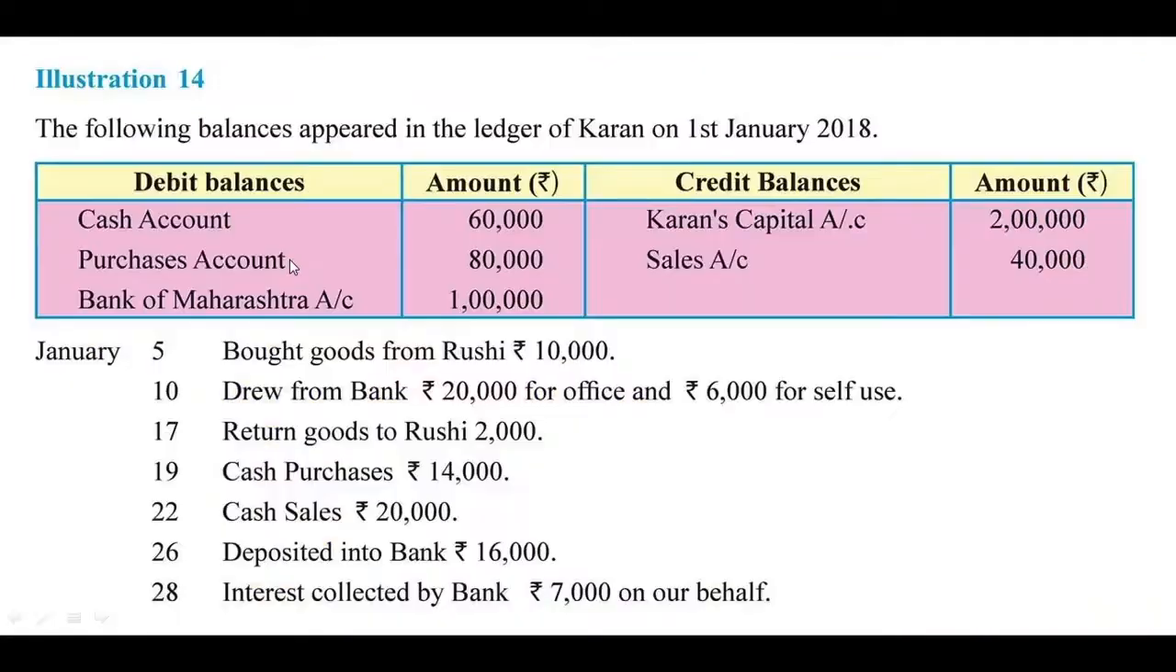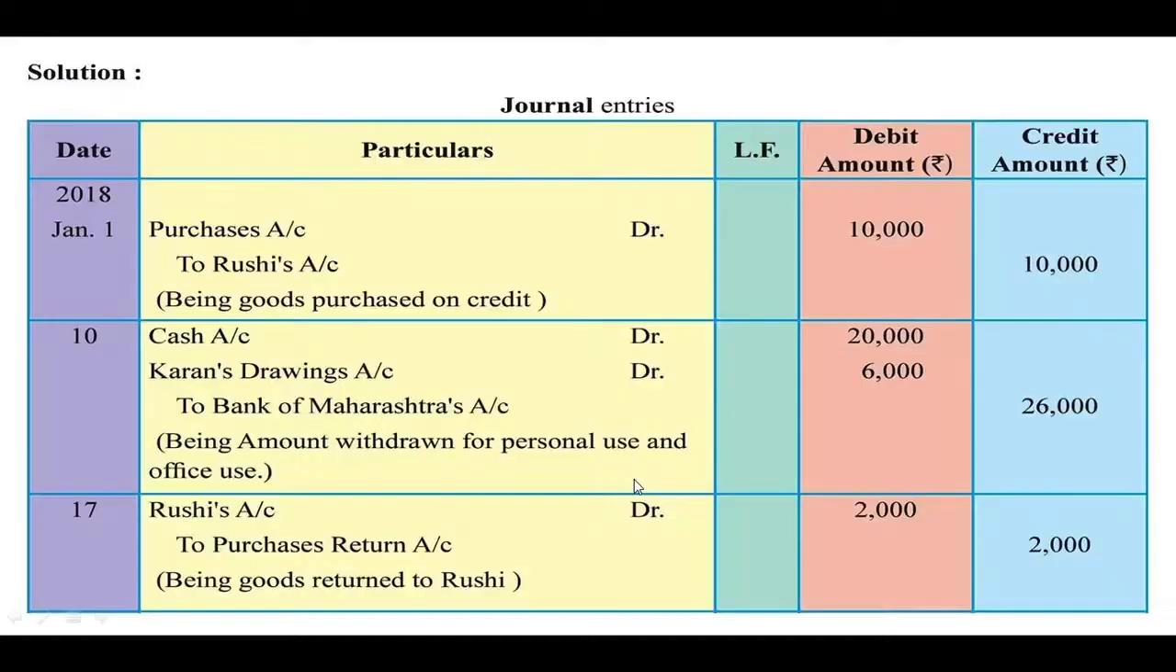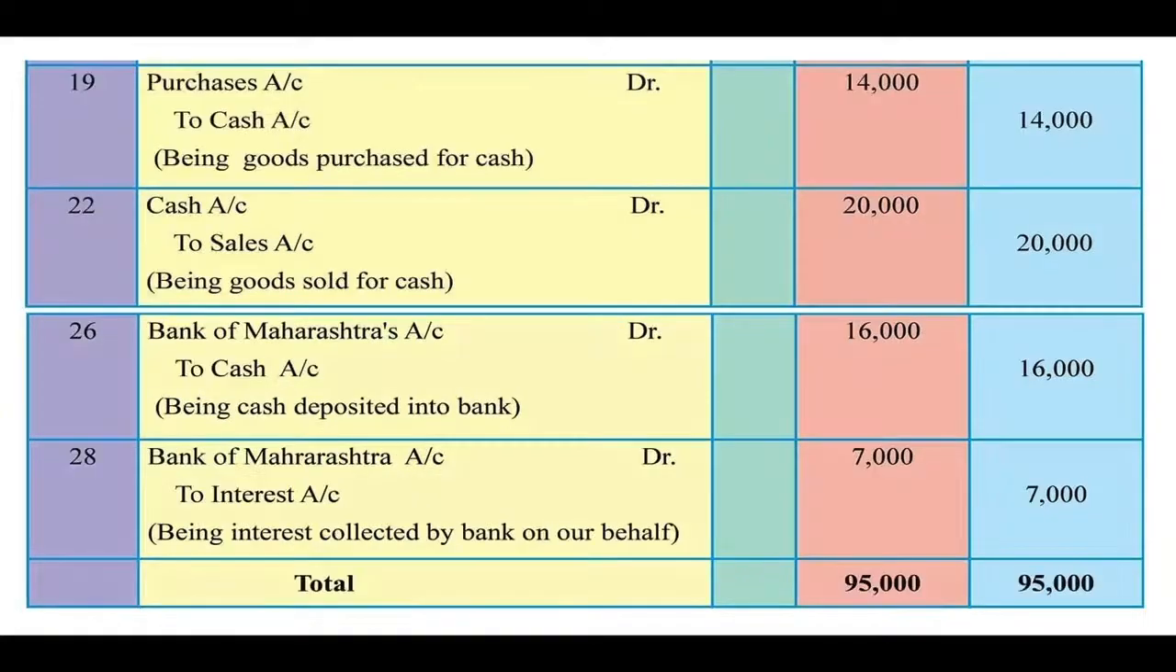Then next 22nd January, cash sales rupees 20,000. Now goods are sold and immediately cash is received. Cash comes in the business. So always you have to remember that sales account is credited. Cash account debit to sales account.